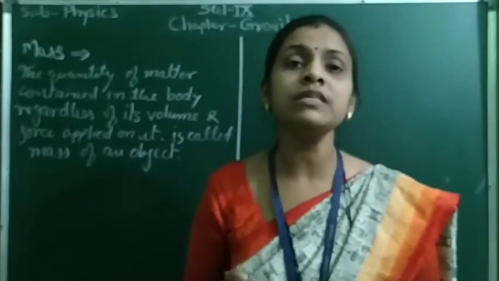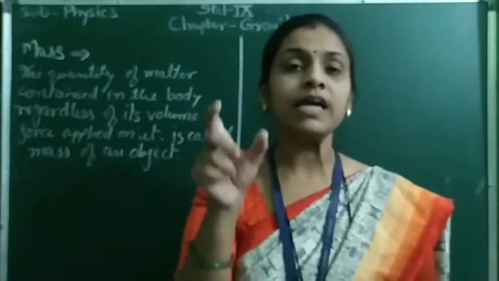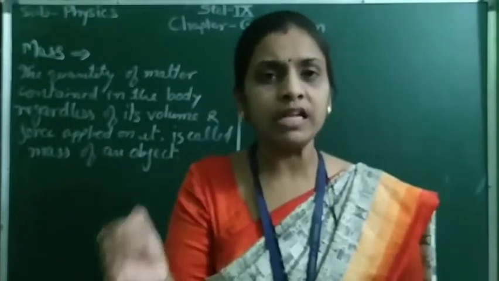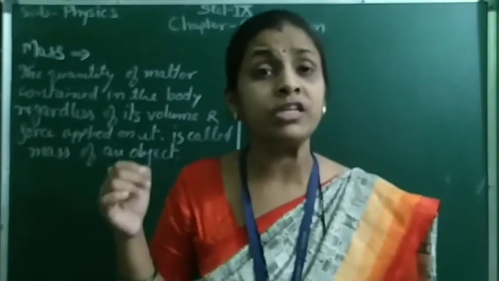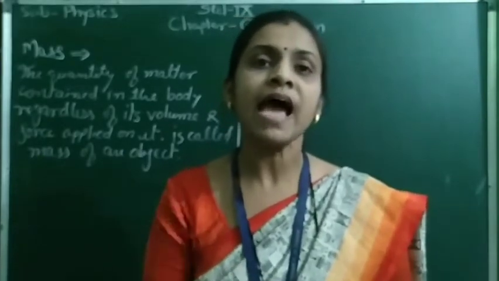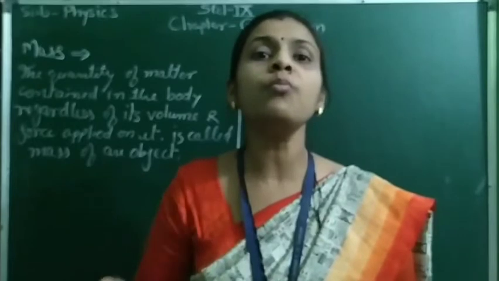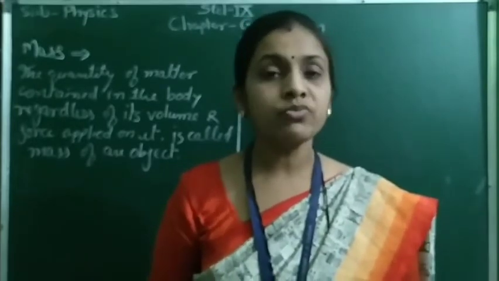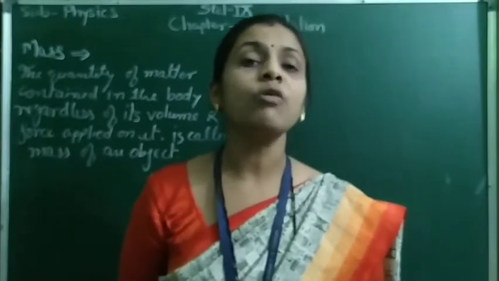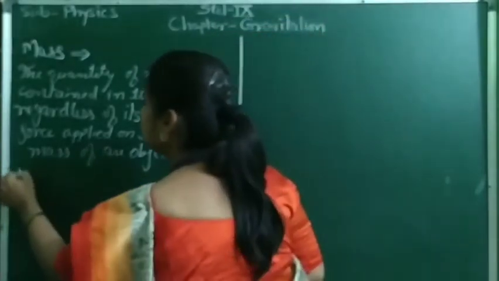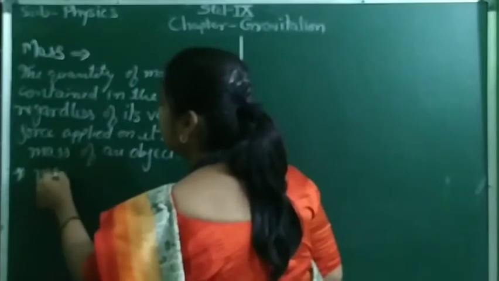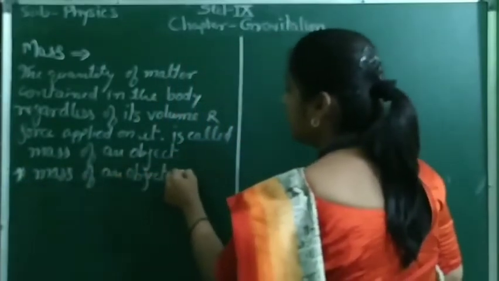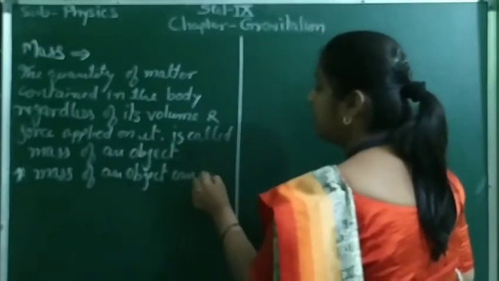Whenever we say that it is an object, then that object has some mass. Though it is very little, very minute, very negligible, it has a mass. So there is no body in the universe which is massless. So we can say that the mass of an object can never be zero. This is the most important part: the mass of an object can never be zero.